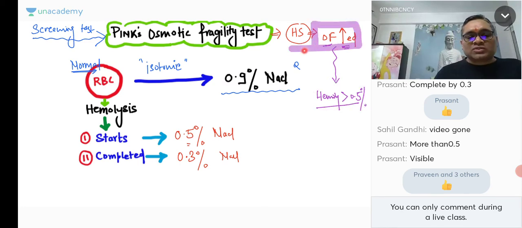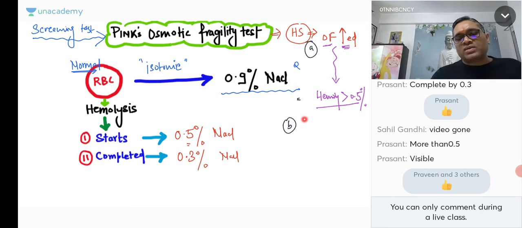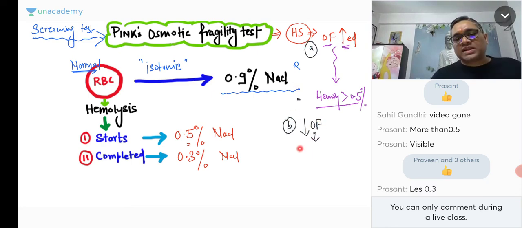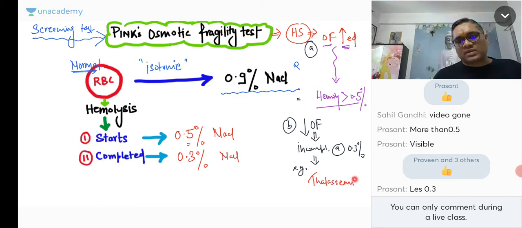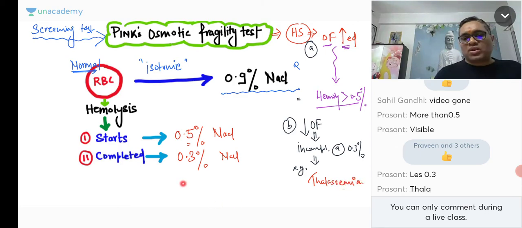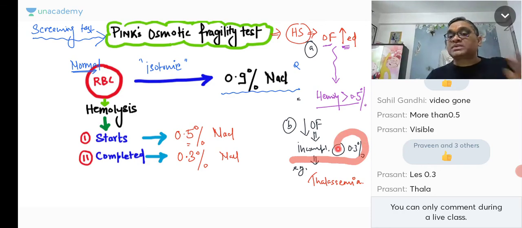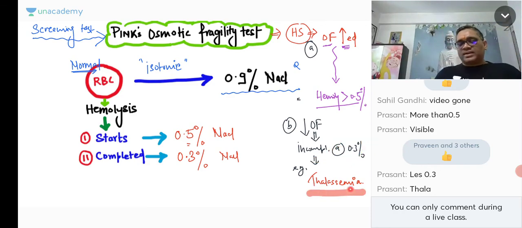Clear? So osmotic fragility increase is done. Now when you say decrease in osmotic fragility, it means hemolysis is incomplete even at 0.3% and below. This decreased osmotic fragility is seen in thalassemia. Just remember one example, which will be useful for the discussion. So there are two points I have told you here. Number 1, osmotic fragility increase means hemolysis at more than 0.5%. Number 2, osmotic fragility decrease means incomplete hemolysis even at 0.3% or below, which you will see in case of thalassemia. Is it clear to all of you?